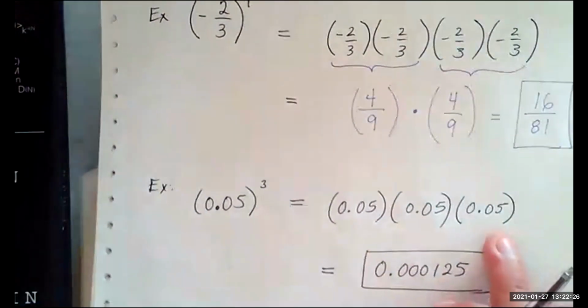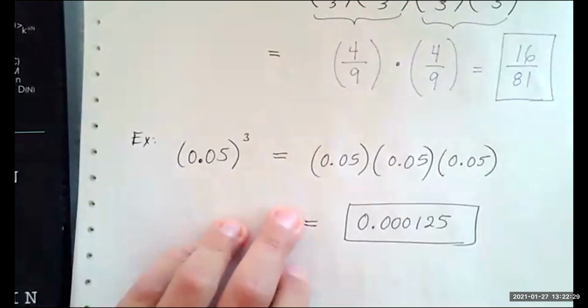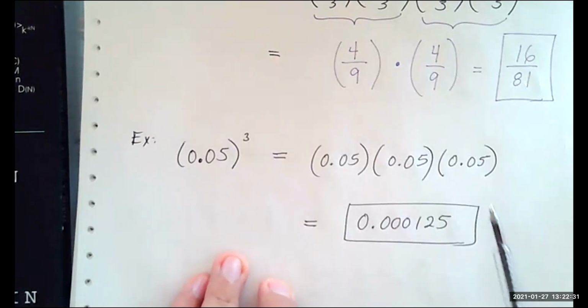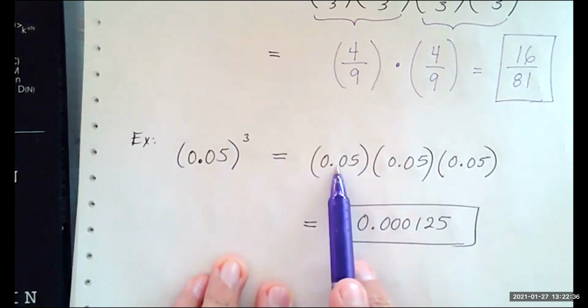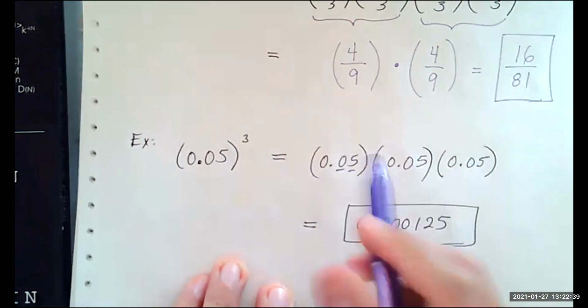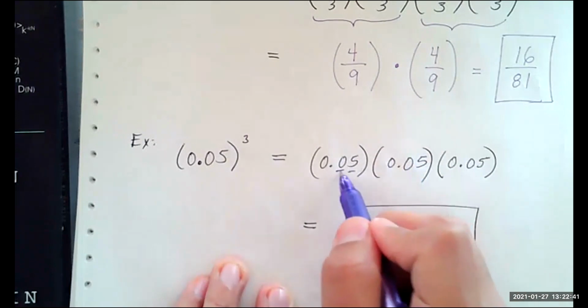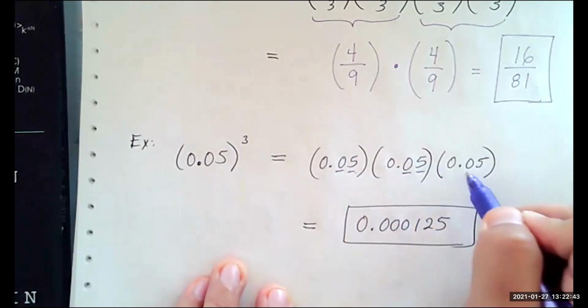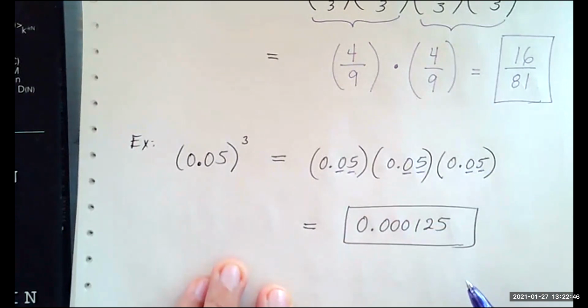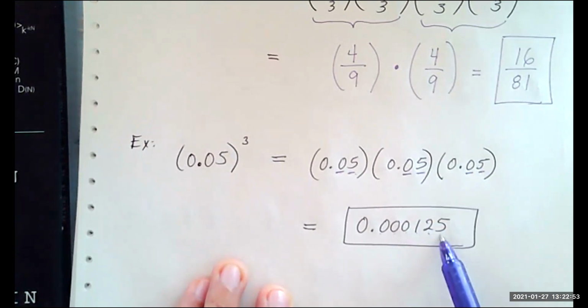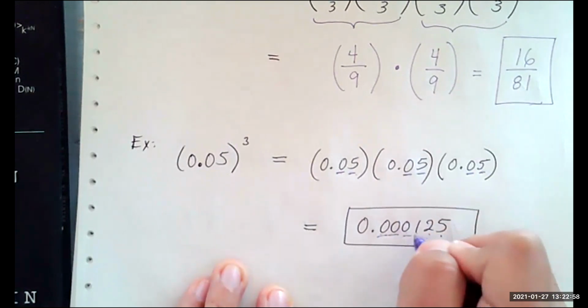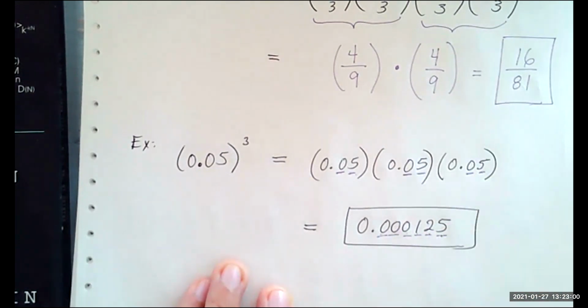Now you could do this by hand and figure out where those decimal places go. It turns out that because each of these has 2 values behind the decimal place, so 1, 2, 1, 2, 1, 2, that's 1, 2, 3, 4, 5, 6. Something like that.